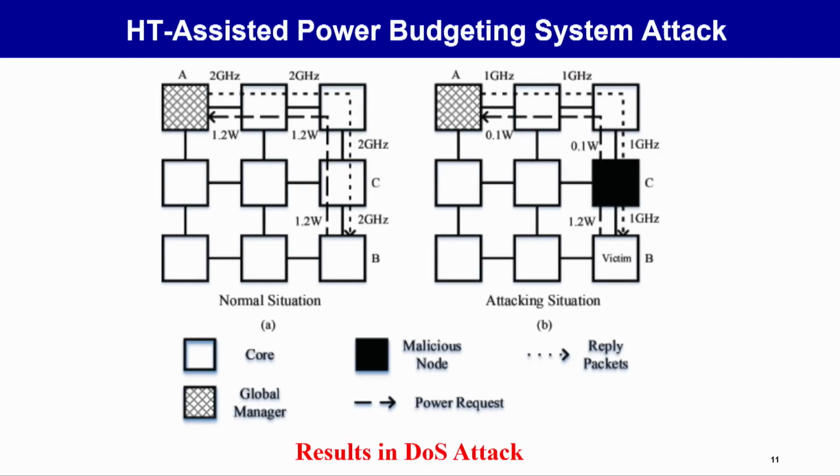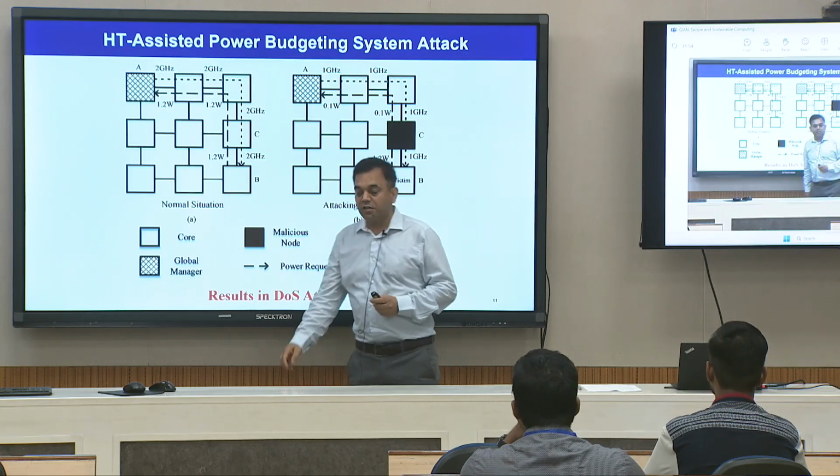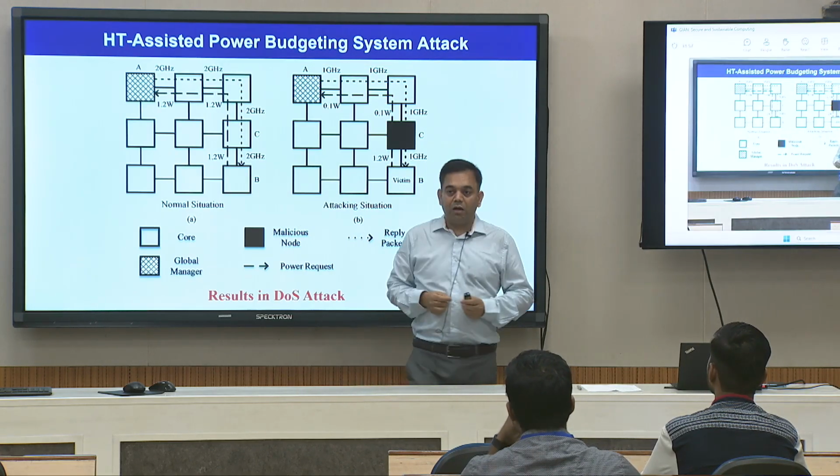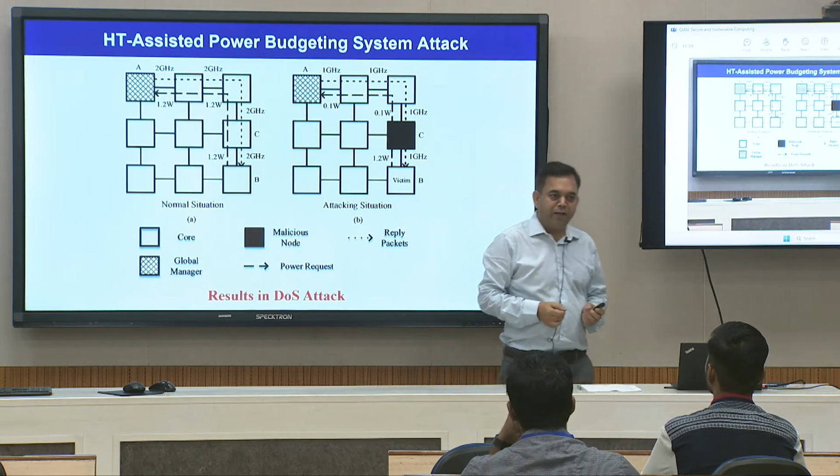Okay, so now let's look at how a hardware Trojan assisted power budgeting attack can be done. We have already seen this one, right? This is the normal situation, there is no attack. Core B requests its power budget, and it goes to the manager A, and then it gets some kind of response. Here it says you can run at 2 gigahertz. This is the typical operation of how things will be running.